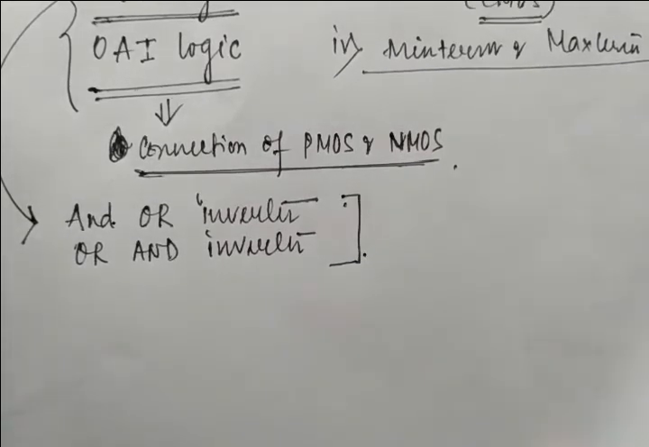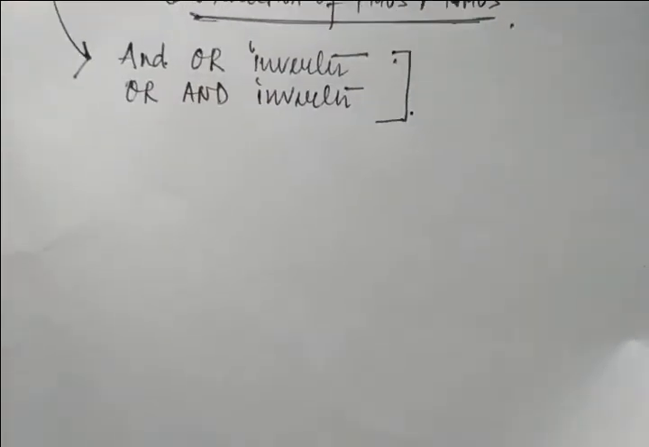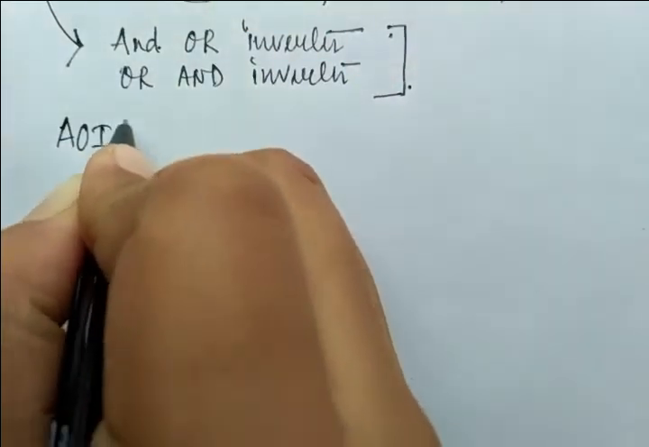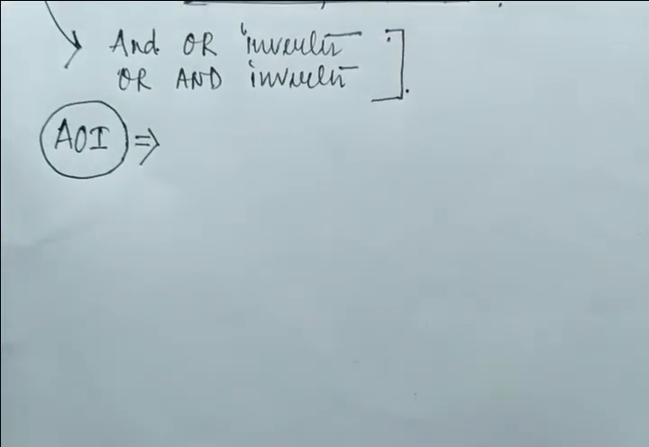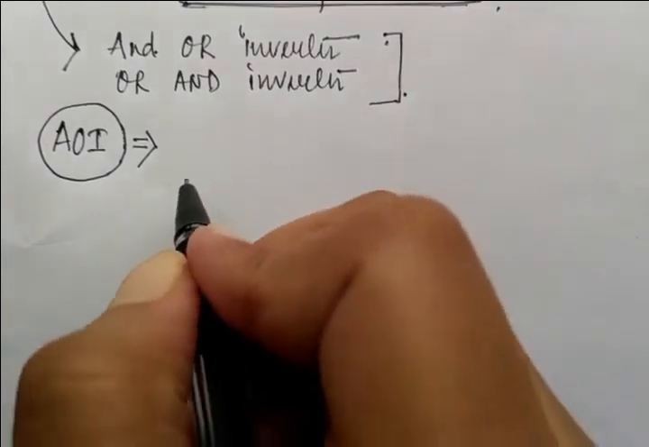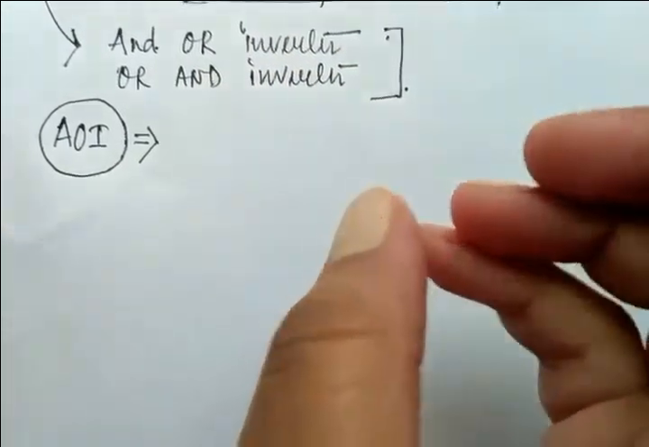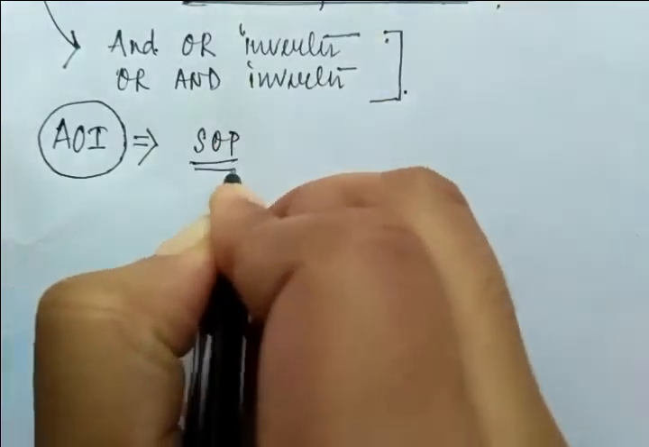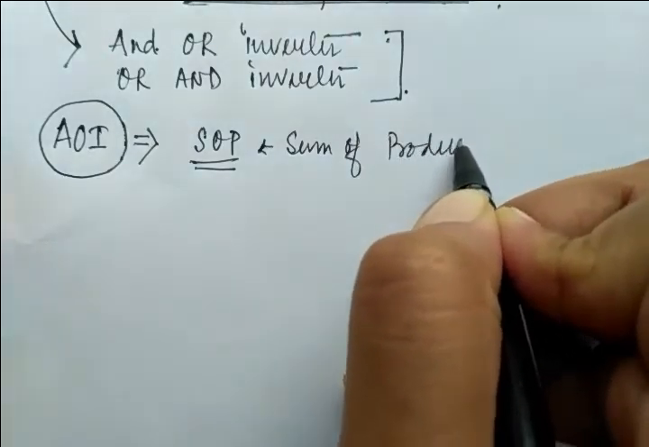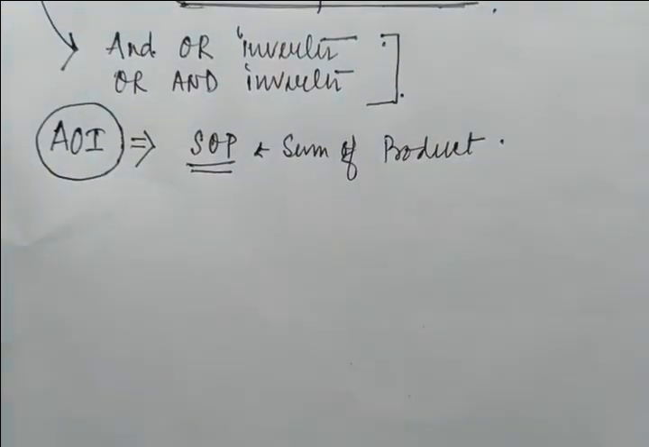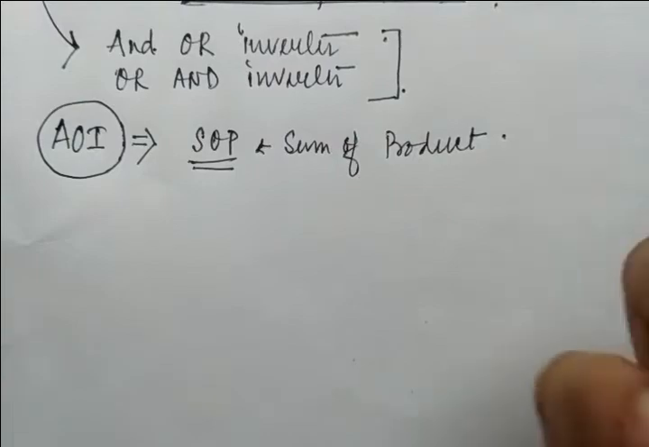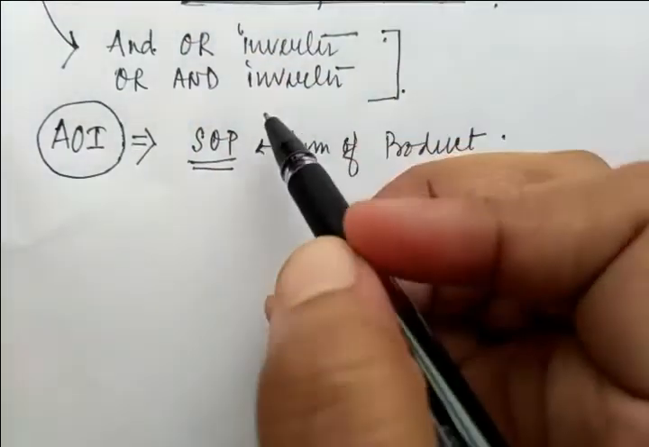Okay, so let's start with AOI logic. I am writing this logic, so I think there will be no confusion. AOI logic. Please note it down that AOI logic is applicable whenever the Boolean expression is in the form of sum of product. It's a very important point, that is sum of product. Clear? And whenever the realization of the Boolean function is in the form of sum of product, then how can we connect the pull-up network and pull-down network using NMOS and PMOS?